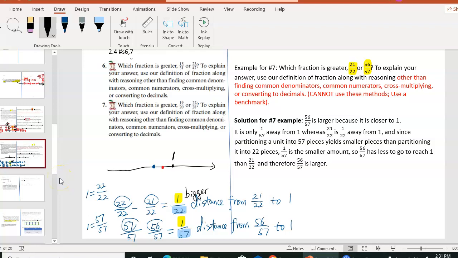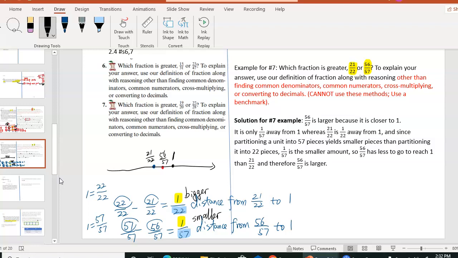Okay, why did we explain that? If you don't want to explain, that should be okay. But if you do need to understand why 1/22 is bigger, okay? And 1/57 is smaller. So when you have a smaller distance to 1, that means it's closer to 1. So we have to put 56/57 closer to 1 compared to 21/22.